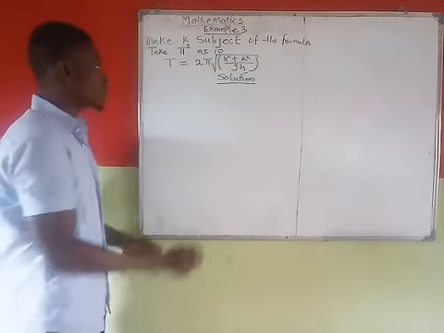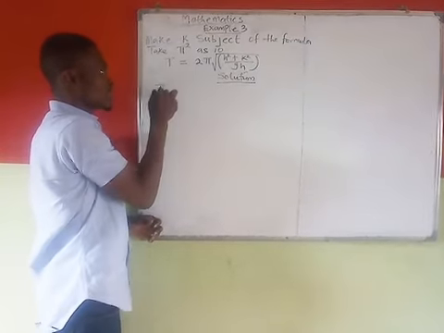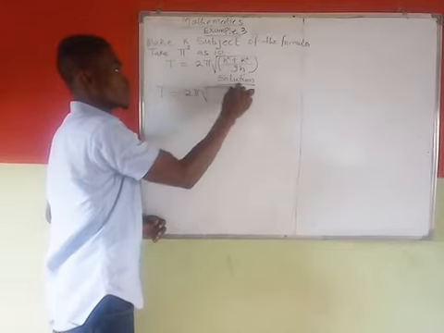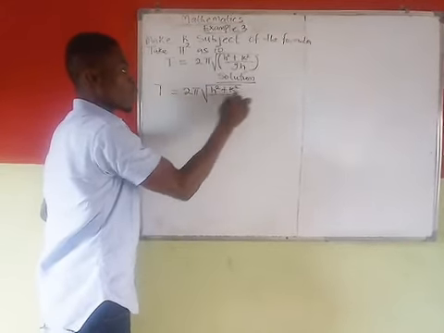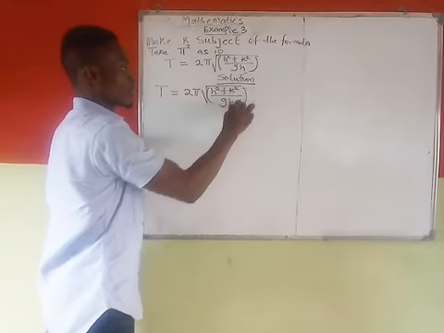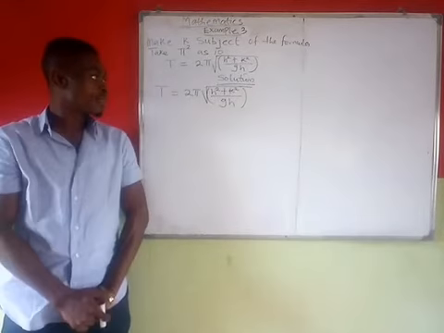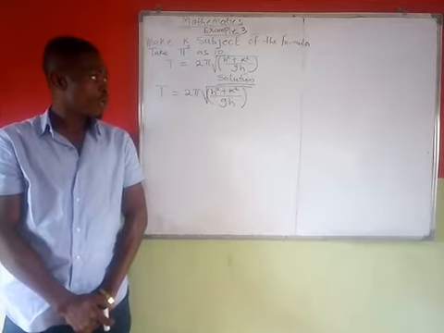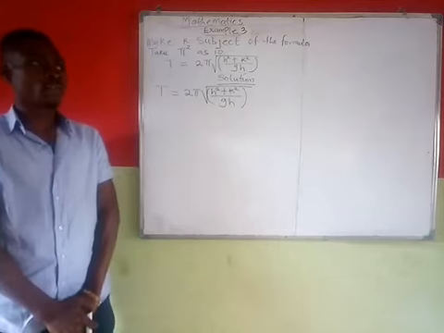The first thing we are doing is to rewrite our question, that is T is equal to 2 pi square root of h squared plus k squared over gh. The left hand side is T, the right hand side, as you can see written boldly, is 2 pi square root of h squared plus k squared over gh. How do we start solving?